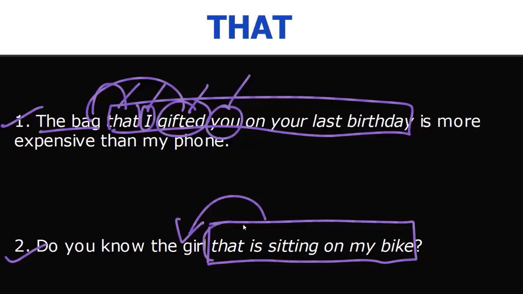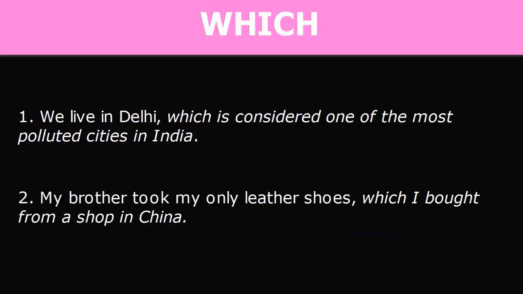So here, that is functioning as the subject of the relative clause. That is sitting, right? Verb phrase is helping verb, sitting main verb. Here, that is functioning as the object of the verb. So that can refer to both people and things. In the first example, it's referring to a thing. In the second example, it's referring to a person, and it's giving essential information. And it can function as the object of the verb, as well as the subject of the relative clause as well. All right.